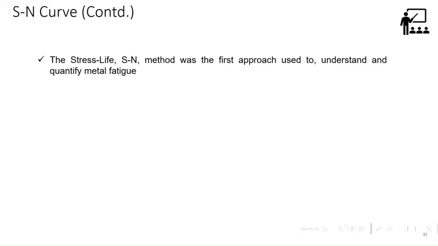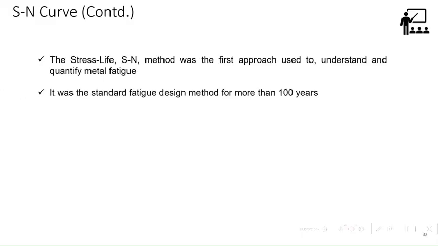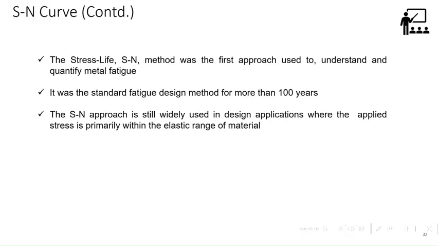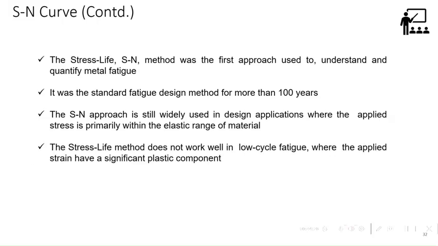So this stress-life method has been used for more than 100 years, as long as your loads are within elastic limit, and is used in design applications where the applied stress is primarily within the elastic range of the material. The stress life method doesn't work well in low cycle fatigue. If by any chance you have a strain life curve and an SN curve, you can use them for high cycle fatigue because both match together, but you cannot extrapolate from the high cycle SN curve to the low cycle fatigue because in low cycle fatigue you have plasticity.